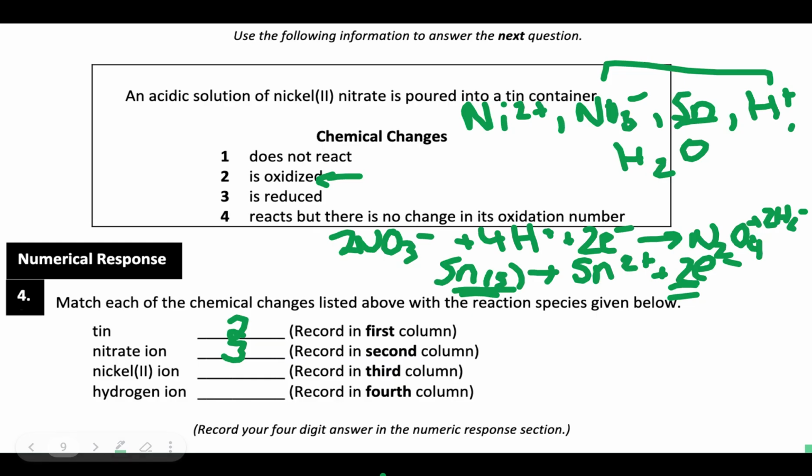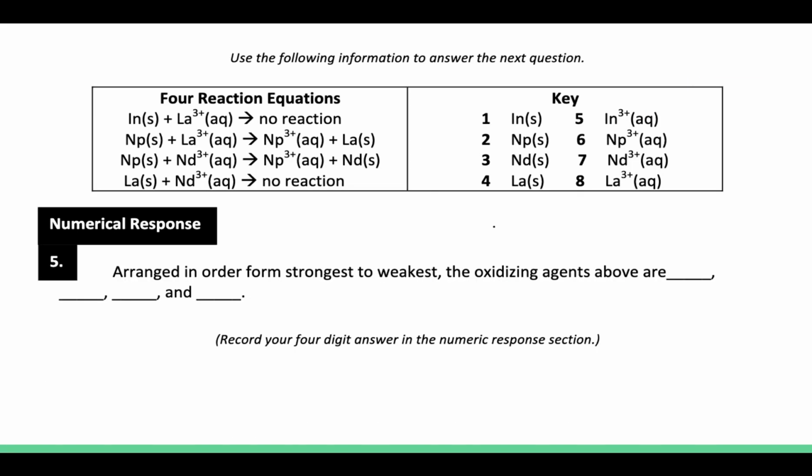Keep going here. Does not react. What's not reacting in here is the nickel 2 ion, right? Because that is on the product side. So that would be number 1. And lastly, reacts, but there's no change in its oxidation number. That would be your hydrogen. And you can take a look at that by seeing what we have.